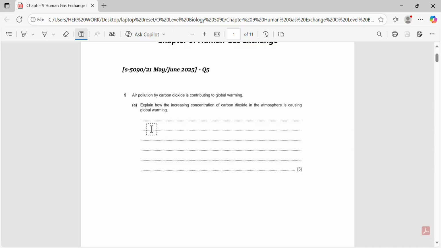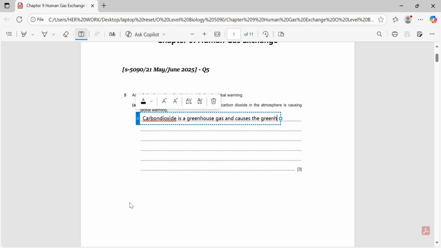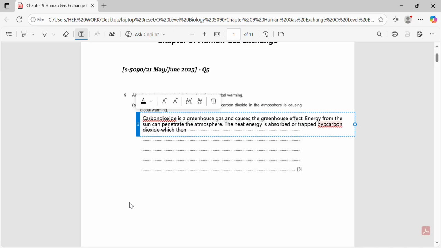So, we will simply write the answer, that carbon dioxide is a greenhouse gas and causes the greenhouse effect. Energy from the sun can penetrate the atmosphere. The heat energy is absorbed or trapped by carbon dioxide, which prevents heat from escaping into space, leading to global warming.